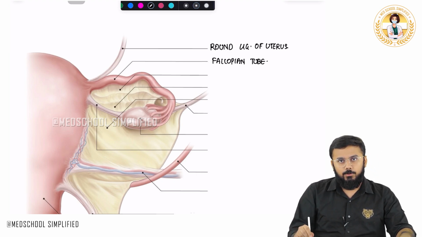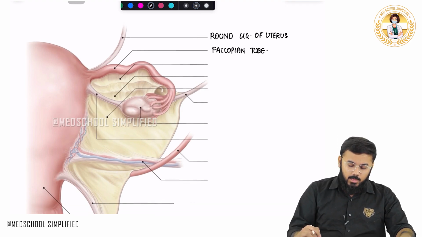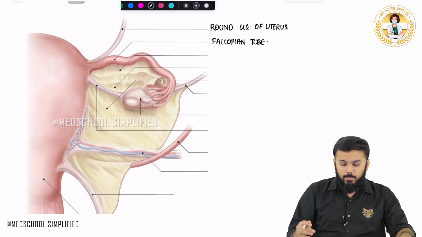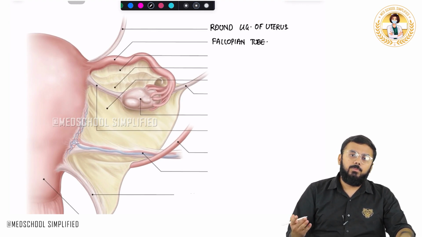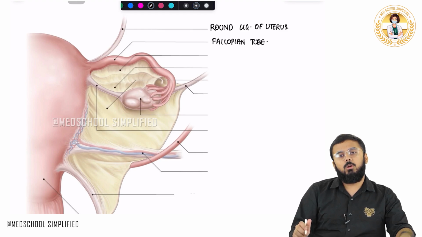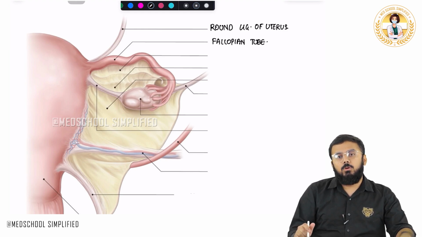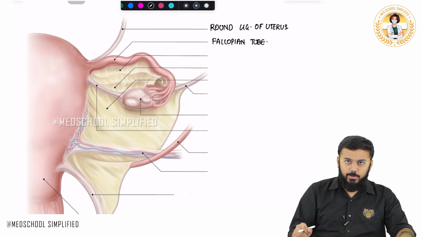This is called your fallopian tube. Now, after the fallopian tube, let us discuss the broad ligament. What did I tell you? The broad ligament is divided into three subsections: one is called the mesosalpinx, another is called the mesovarium, and another is called the mesometrium, right?